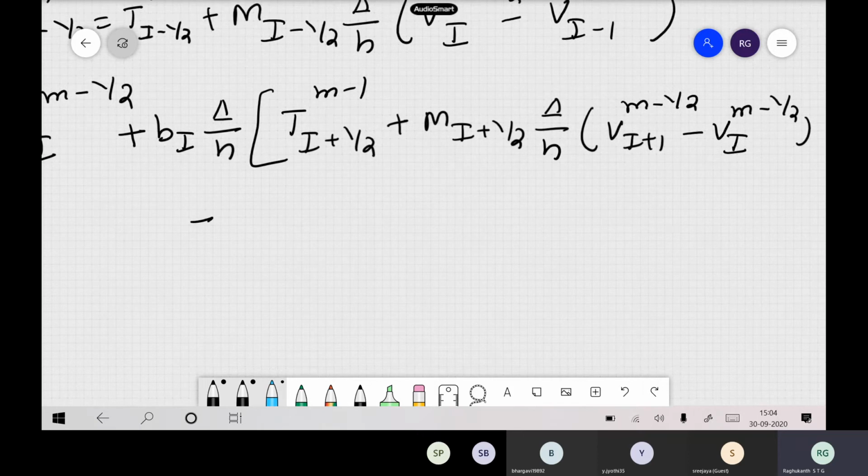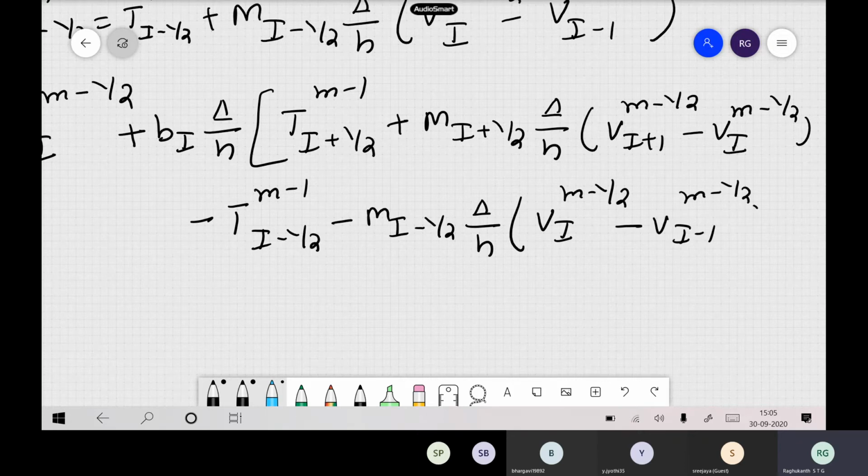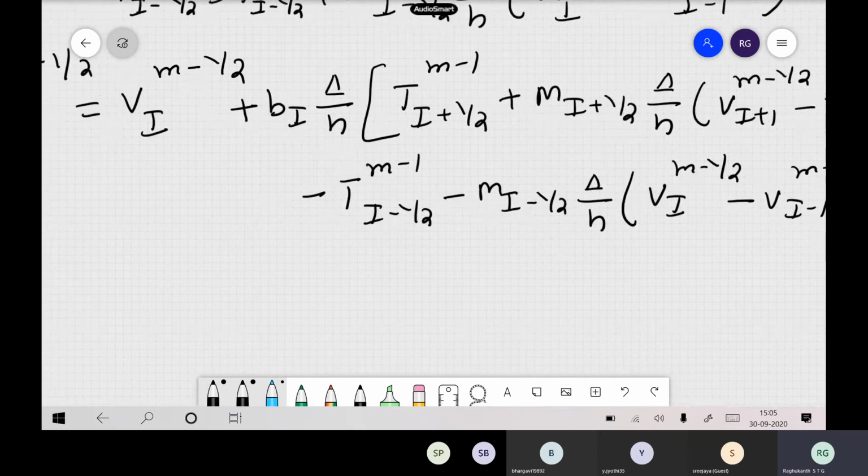So the other equation also we dump it, right? So two stresses are there. So m minus 1, i minus half, minus m, delta by h, so V_i minus half minus V at i minus 1, m minus half. So this is our final expression. So if we combine both of them, it turns out to be like this.